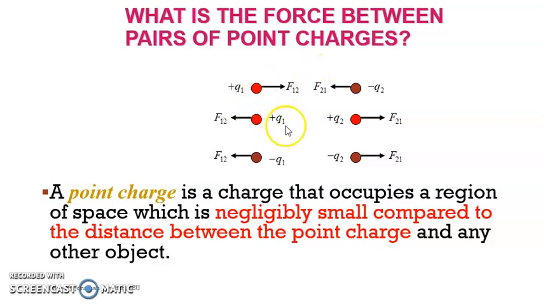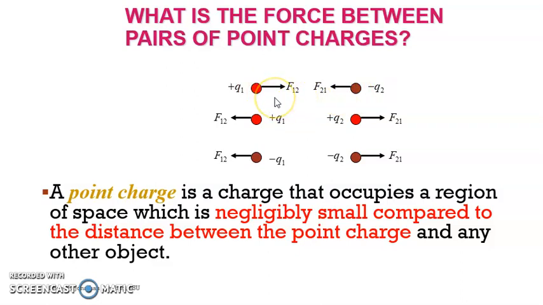A point charge is nothing but a charge that occupies a region of space which is negligibly small compared to the distance between these point charges. Say it's a very small charge. Now say for example, suppose I place a plus q1, which is positively charged, and there is a negatively charged q2. Definitely we know these two will attract each other because they are opposite charges.